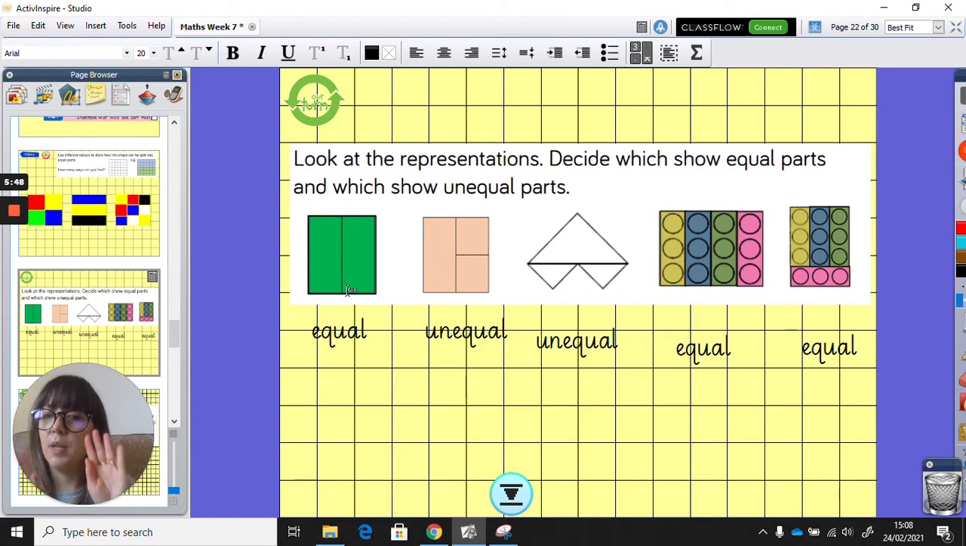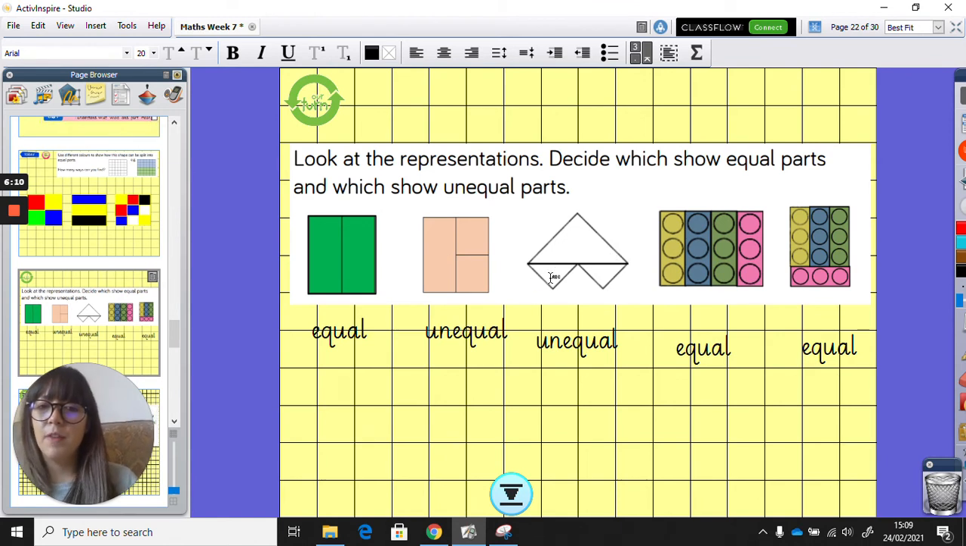It's split into two, but each one is exactly the same, okay? It's split down the middle. Now, our pink rectangle is unequal. And the reason is because, yes, these two are equal, but this one is bigger, isn't it? Okay, it's not an equal part. If we put a line across there, then it probably would be into 4 equal parts.